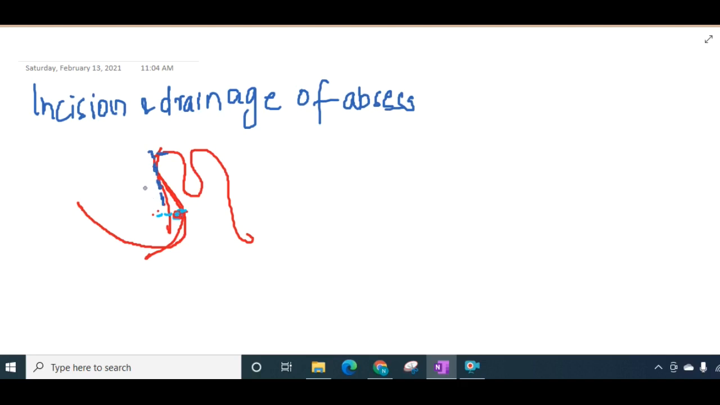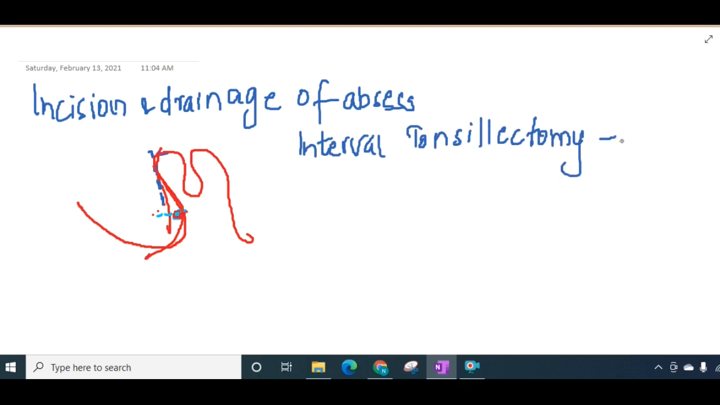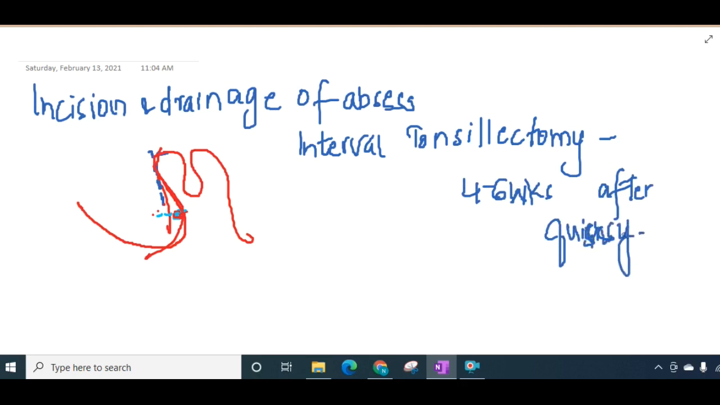First and foremost, immediately you will drain the abscess, and interval tonsillectomy can be done to prevent reinfection of the tonsils. This interval tonsillectomy is done 4 to 6 weeks after quinsy. After resolution of quinsy, within 4 to 6 weeks we can do the interval tonsillectomy.